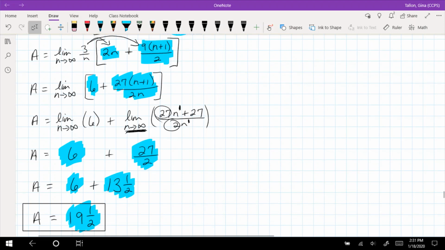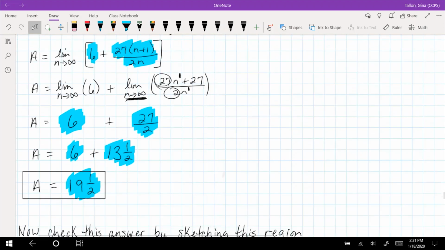This is exactly it because we let our number of rectangles, or our number of subdivisions, go to infinity, which didn't matter then if I was using an upper or lower sum. This actually is the true area bounded by the function and the limits that I had.